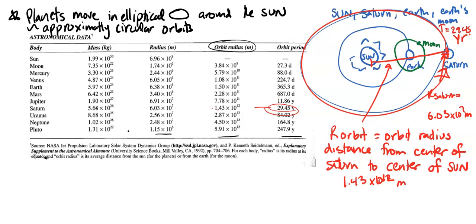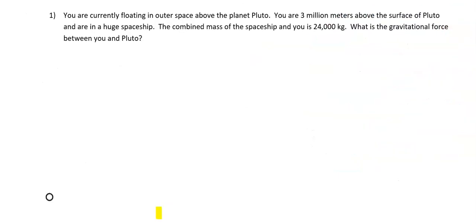Cool though. So what I want you to think about now, one interesting thing I observe about the table: why is there no orbit radius for the sun or orbit period for the sun? Think about that yourself, and then we'll talk about it in class someday. Cool. So we have one more problem we're going to talk about. What I encourage you to do, go ahead and draw this out, try it yourself, and then check back in on the video.